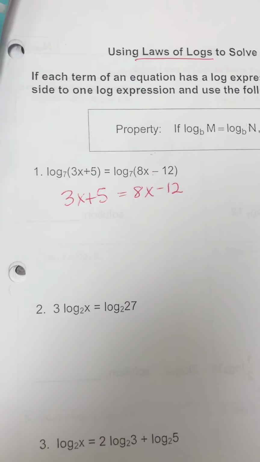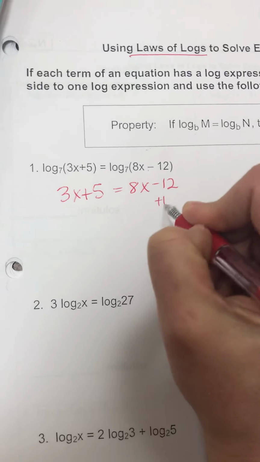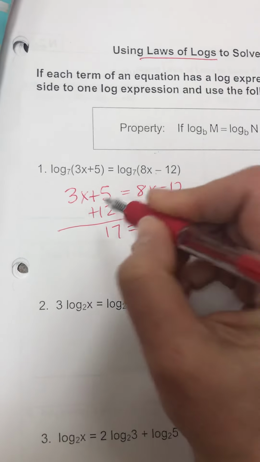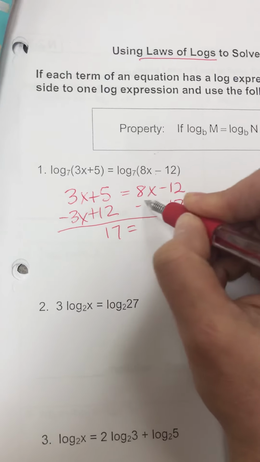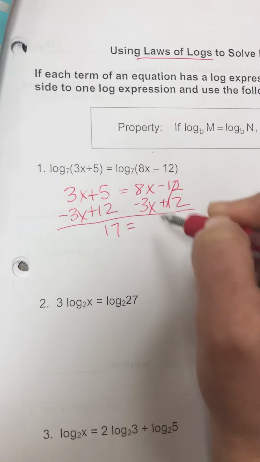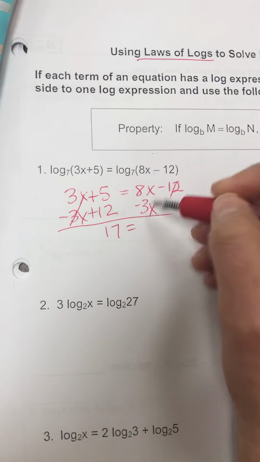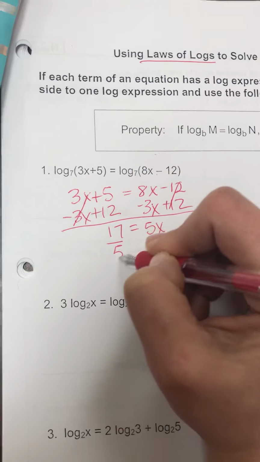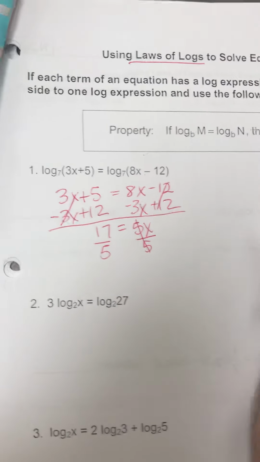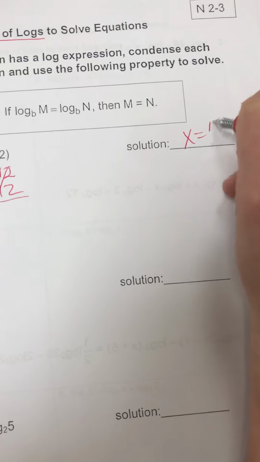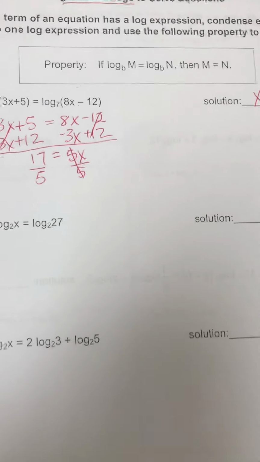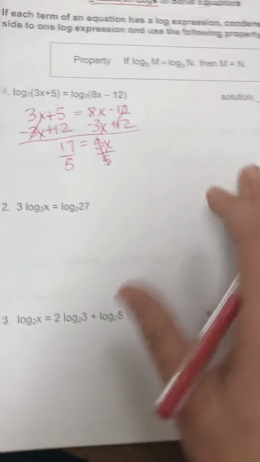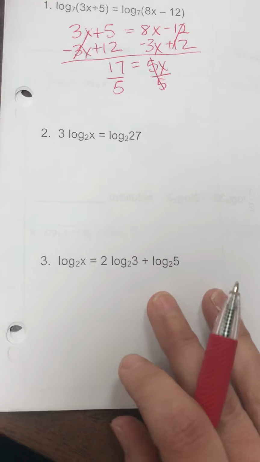So what do we want to do here? So plus 12, I'm going to give you 17. And now you're going to subtract your 3x. And those cancel out. 8 minus 3x will give you 5x. Divide by 5. And you get x is equal to 17/5. You can't reduce that. Okay, that's your answer.